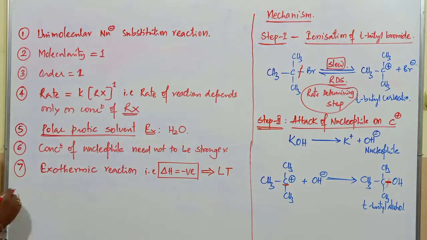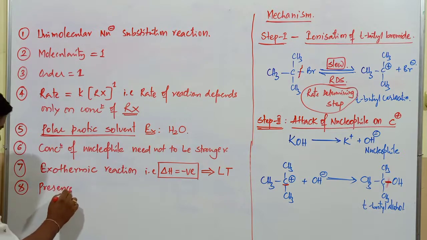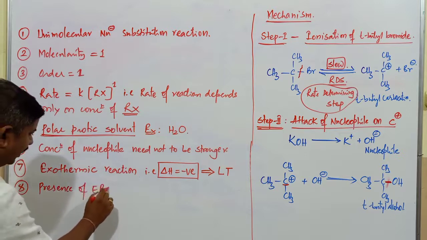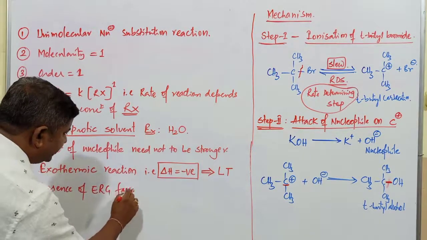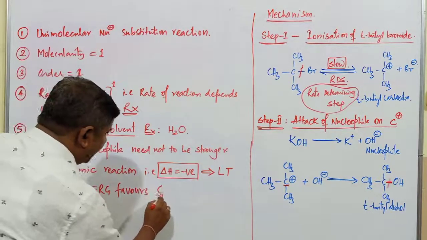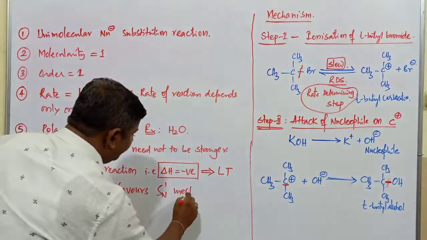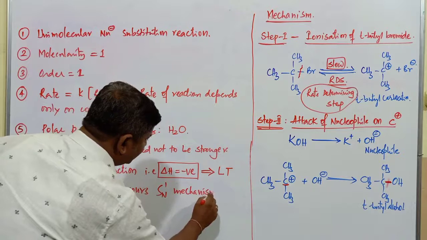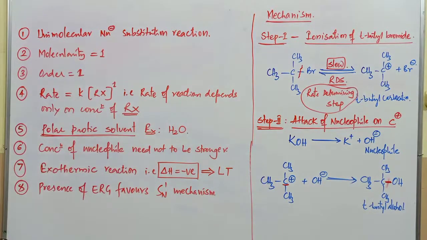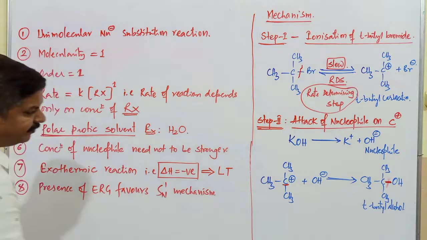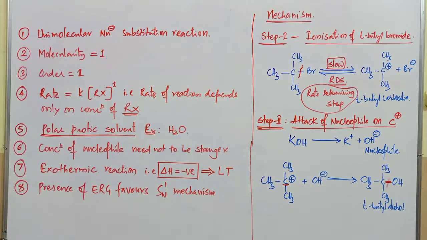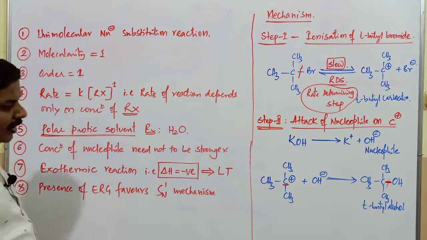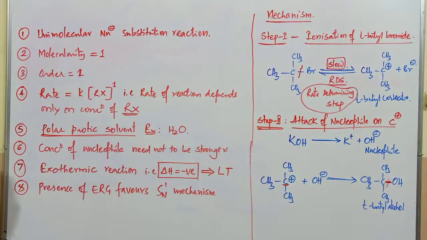And next, the eighth point: the presence of electron releasing groups favors the SN1 mechanism. Wherever electron releasing groups are present, they favor the SN1 mechanism. If the compound contains an electron releasing group, generally it goes by the SN1 mechanism. If the compound contains an electron withdrawing group, it goes by the SN2 mechanism.